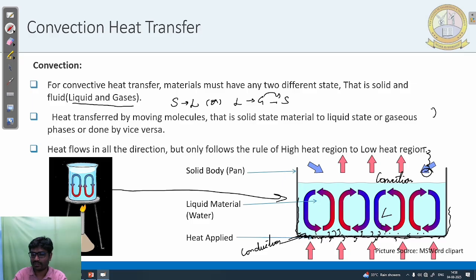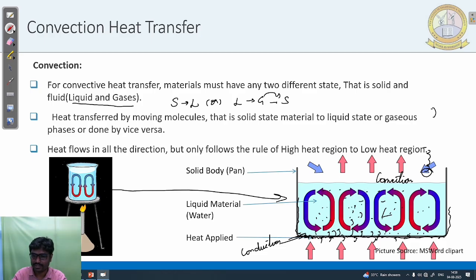So convection is nothing but heat transferring between two different mediums. The heat is transferring now from the solid part of the flask towards the liquid which is poured inside it. Automatically these molecules will transfer their heat to the nearby molecules. That is conduction happening inside, and throughout the liquid, conduction will be happening.